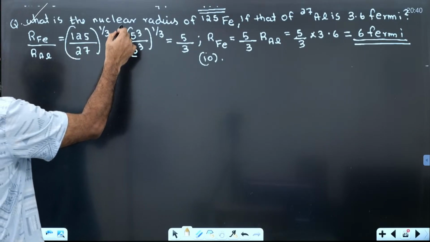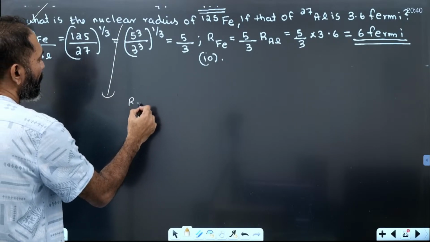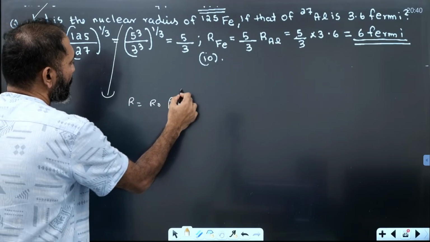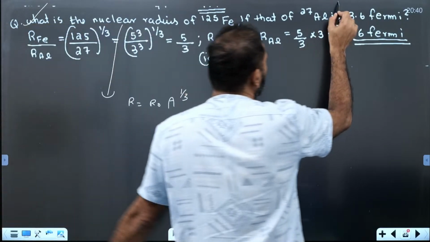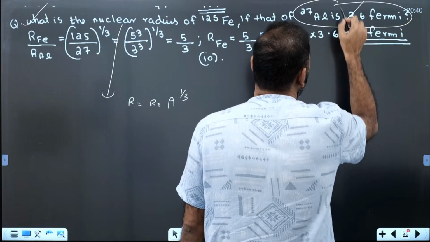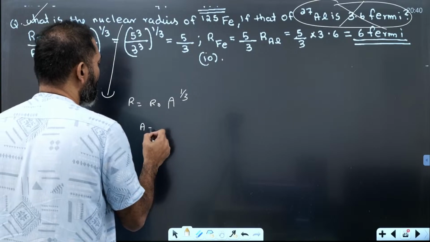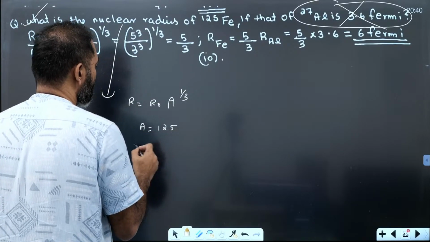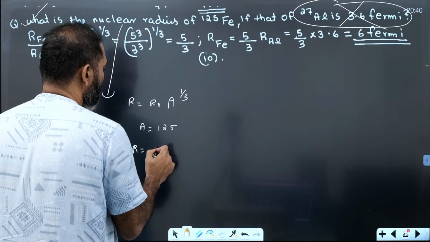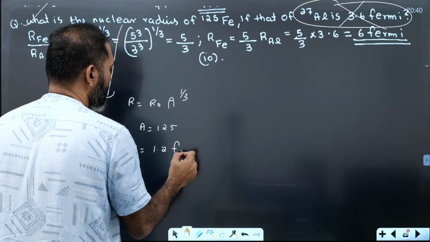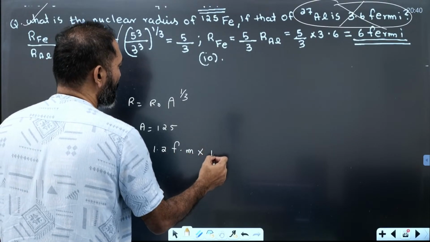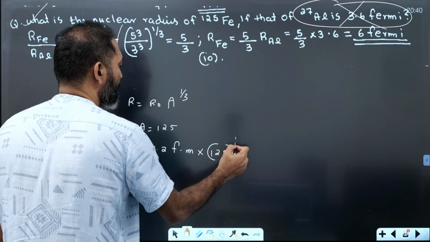There is a better method because R equals R0 raised to 1 by 3. This data is irrelevant. It is not required because if you know the mass number, you can simply find out the radius. Because R equals R0, 1.2 femtometer, into the mass number, 125 raised to 1 by 3.